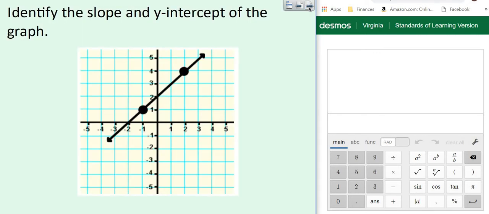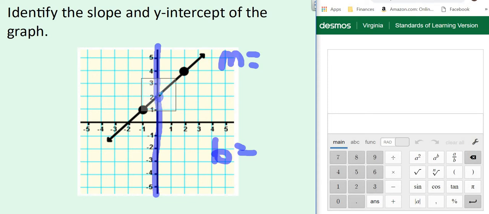Okay, first one, it says identify the slope and the y-intercept. The slope, we use an m. Y-intercept, we use a b. Actually, the y-intercept is the easiest one, so I'm going to highlight my y-axis. Do you see how it crosses there at that positive 2? So I'm actually going to write positive 2 is my y-intercept.